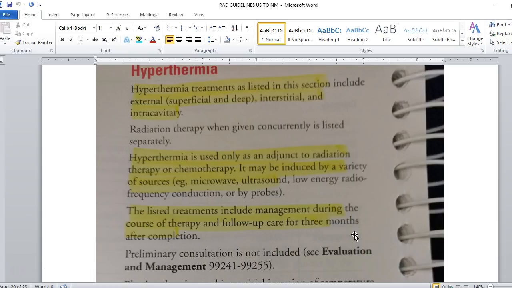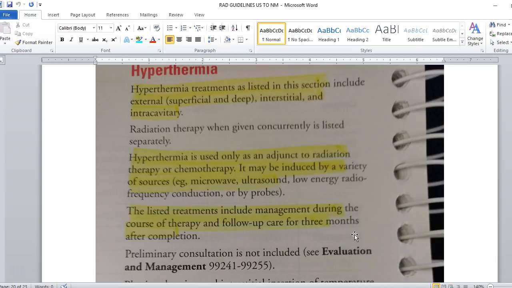Hyperthermia is only used as an adjunct to radiation therapy or chemotherapy. It may be induced through a variety of sources: microwave, ultrasound, low energy radio frequency conduction, or by probes. So again, we always use this with other therapies. So this is not something that's ever going to be done on its own. The doctor might decide to try this along with all of the patient's other therapies.